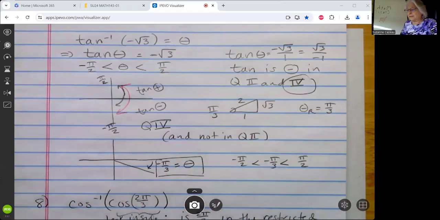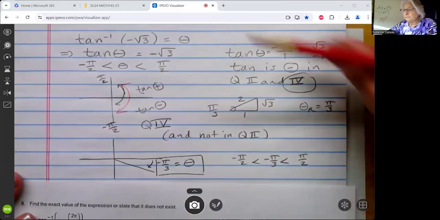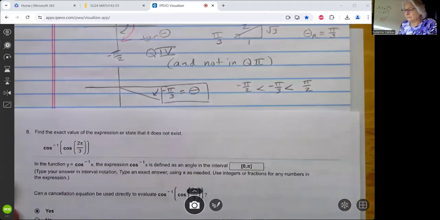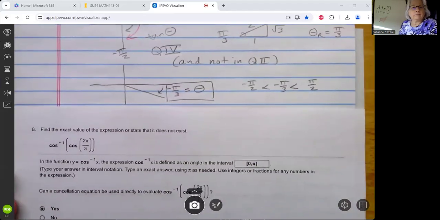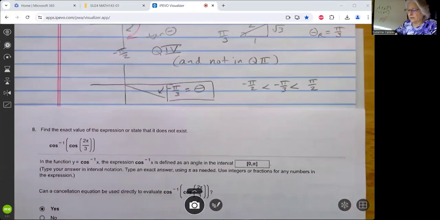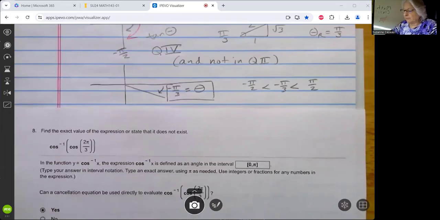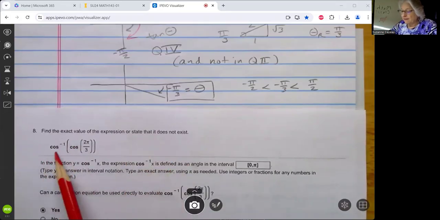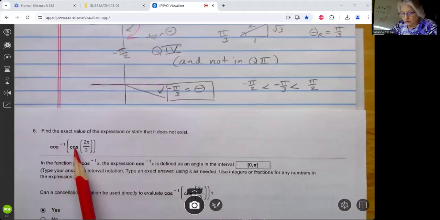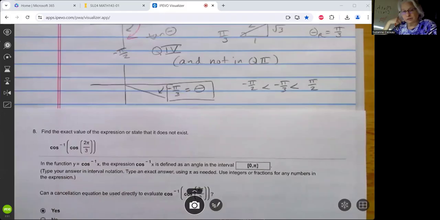Number 8. Find the exact value of the expression. Inverse cosine of cosine 2 pi over 3. You know what I forgot? I forgot my formula sheet.